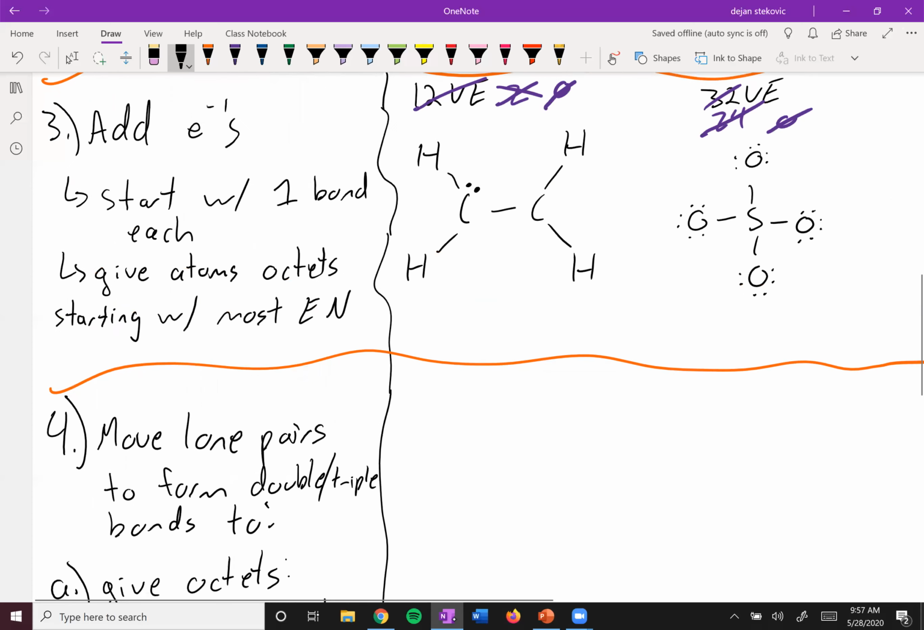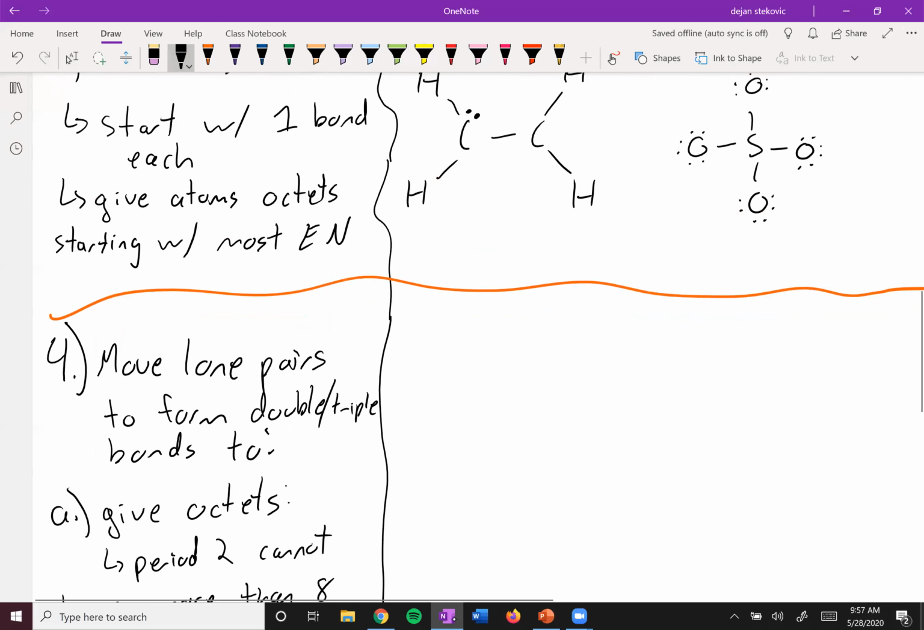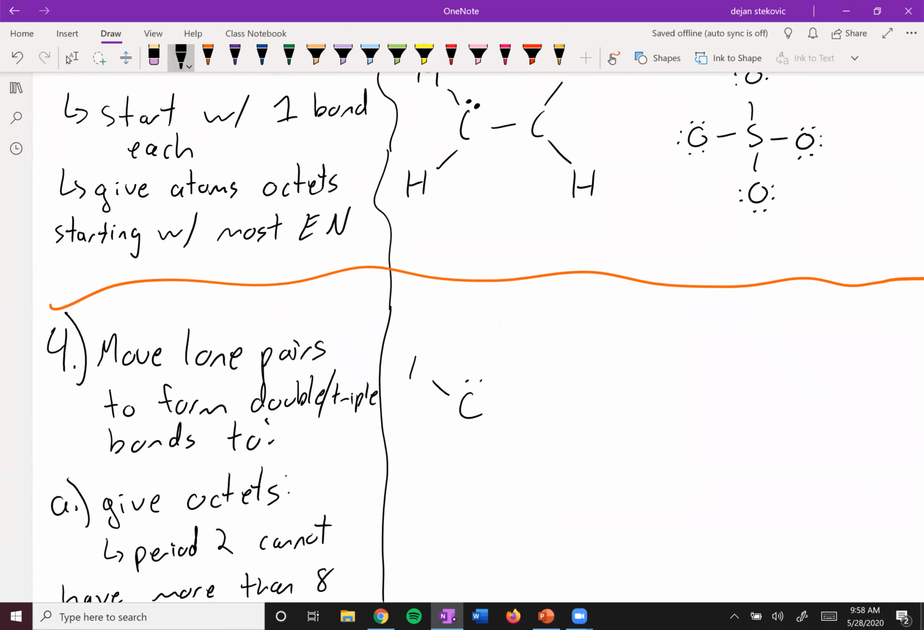So let's redraw our structure up here for our carbon-based compound. And so if we think about octets, this carbon has an octet, right? Has 6 from the bonds, 2 from the lone pairs, that's 8. This carbon is short, right? It only has 6 valence electrons. So we're going to use these lone pair electrons to form a bond to fill it up.